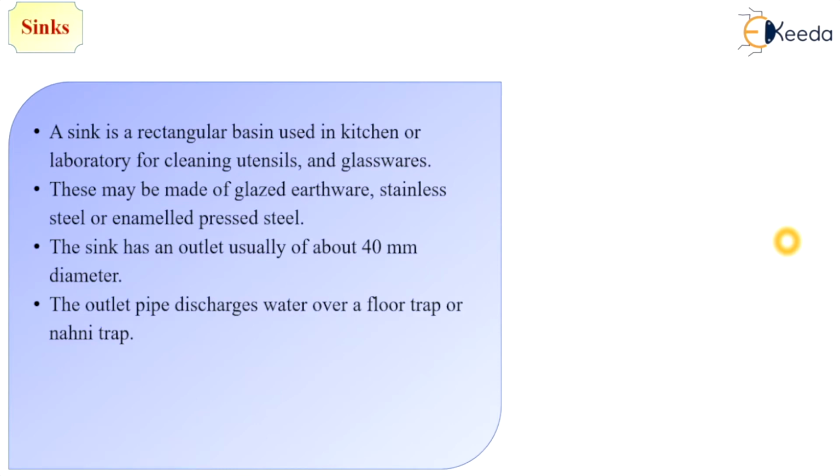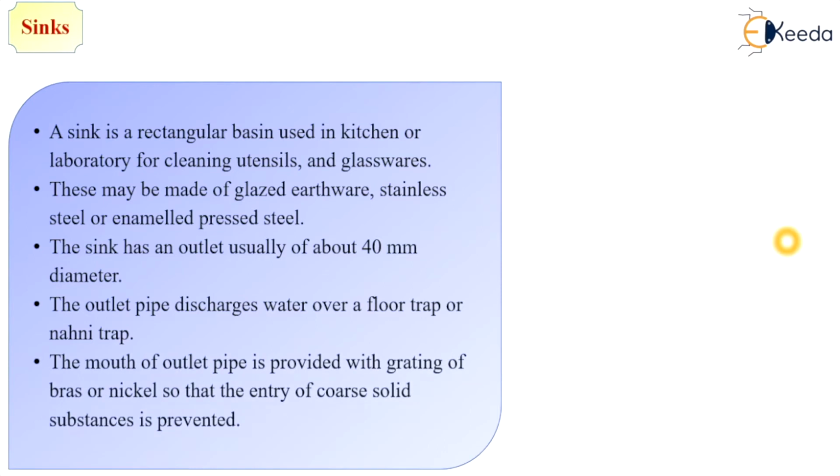So the pipe connecting the sink is connected to the trap provided at the floor level of the bathroom. That means the wastewater generated in the bathroom and the wastewater generated at the sinks are collected in a common pipe, and this common pipe is attached to the municipal sewer. The mouth of the outlet pipe is provided with a grating, that is a jali, of brass or nickel, so that the entry of coarse solid substances is prevented.